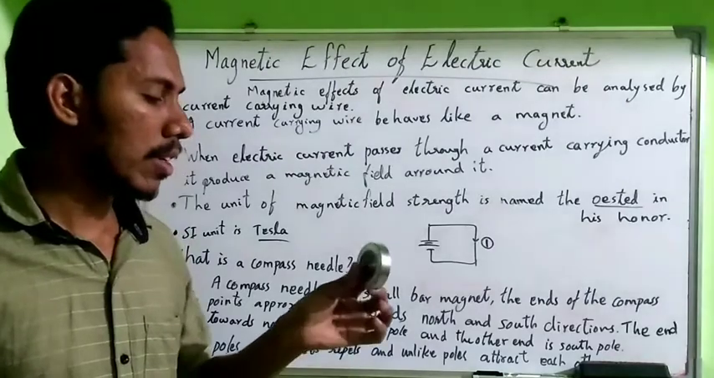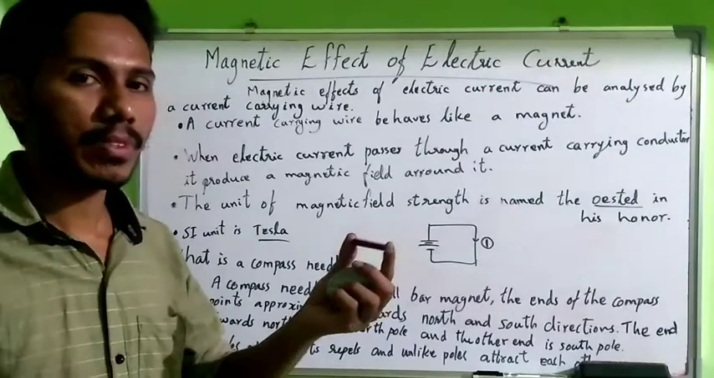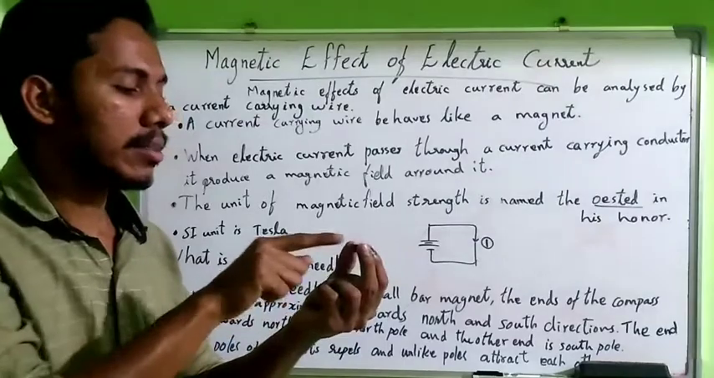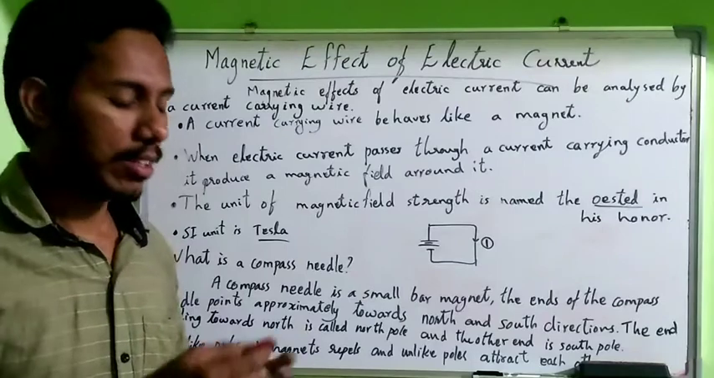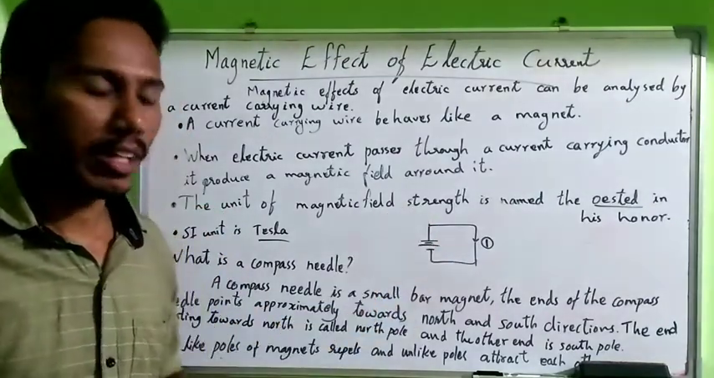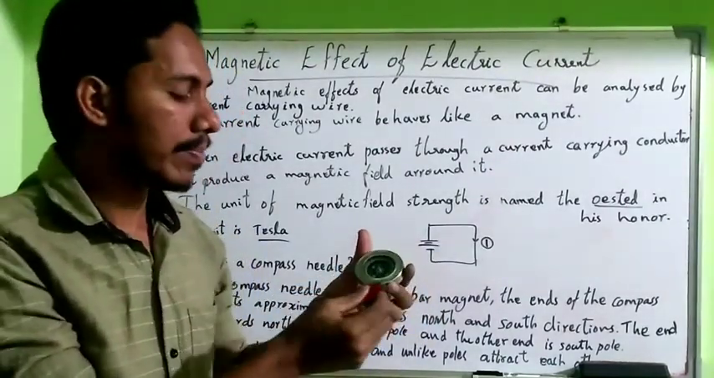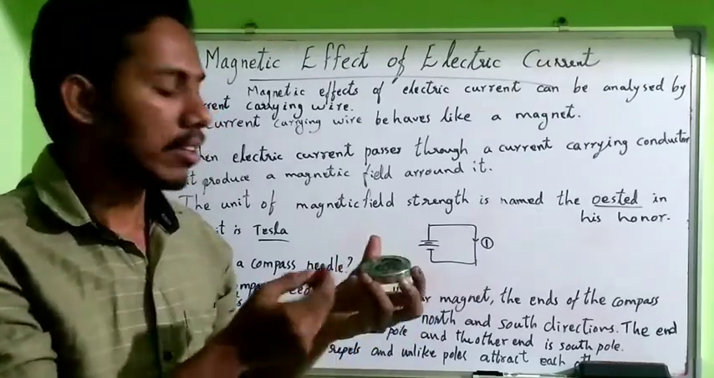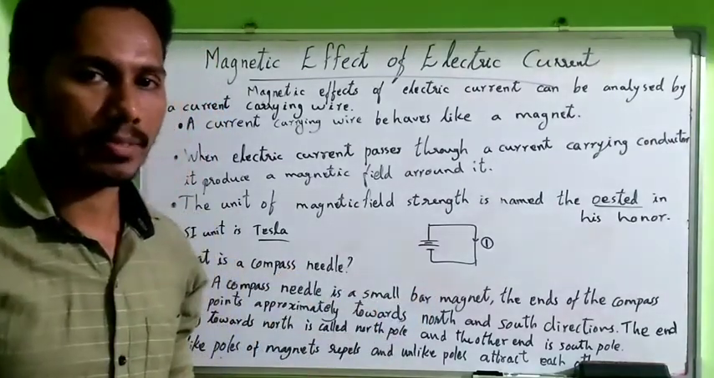If you take a bar magnet and hang it by a thread, you can see that this magnet aligns in the north-south direction. The bar magnet is present inside the compass needle. That is why this compass needle is attracted towards another magnet. So this compass needle contains a small bar magnet.